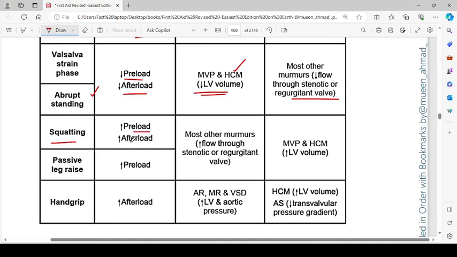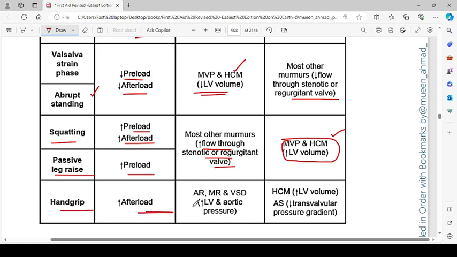Squatting increases the preload and afterload, and passive leg raise increases the preload. Most of the murmurs will be exaggerated because of increased flow through the stenotic or regurgitant valve, but mitral valve collapse and hypertrophic cardiomyopathy will be decreased in intensity, like increased left ventricular volume.